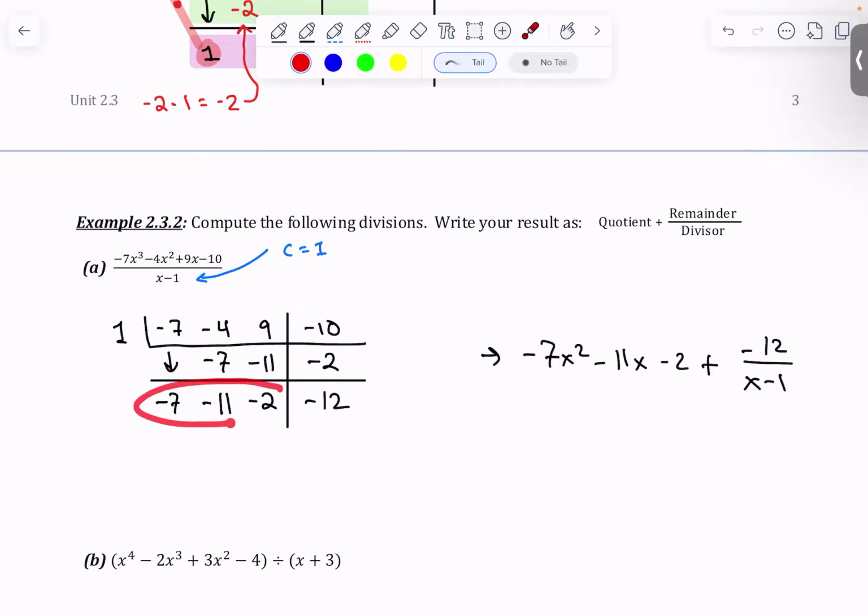So our quotient is -7x squared minus 11x minus 2, because it's going to be a degree 2 polynomial, since it's degree 3 minus degree 1, plus our remainder, which is -12, divided by our divisor, which is x minus 1. So very fast.